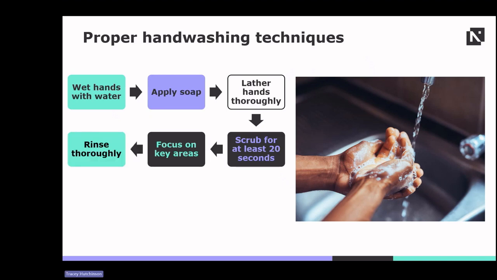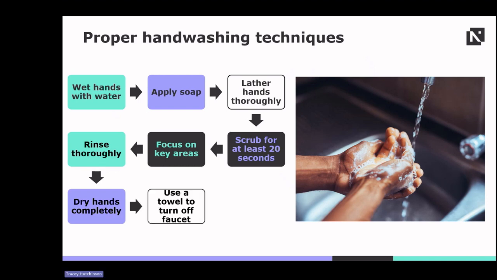Rinse your hands thoroughly under clean, running water to remove all soap and lather. Ensure that all soap residue is washed away. Use a clean towel or air dry to dry your hands thoroughly. Ensure that your hands are completely dry as moisture can harbour germs. And finally, use a towel to turn off the faucet to prevent recontamination.